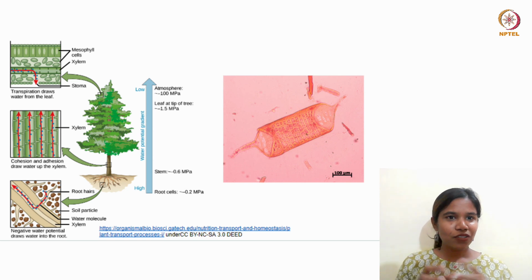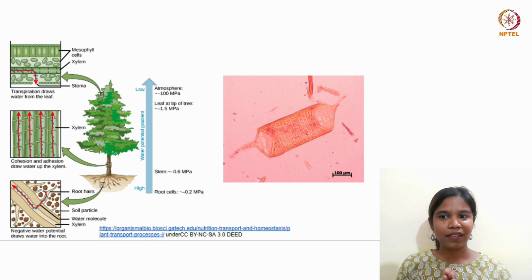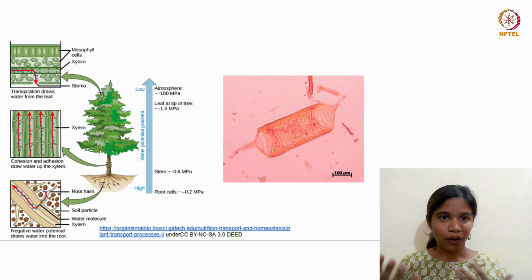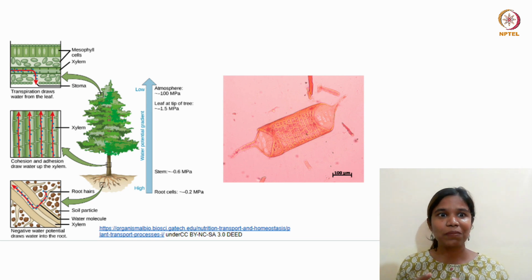So just think about it for a moment. Here on the right hand side, I have a picture of one single cell, one single vessel element. How small is this? And these vessel elements join together and help in conduction of water in the small trees and even in the larger trees that we see around us. So this image I have taken under a microscope, and this is the cell which helps in conduction of water in plants, in huge plants that we see around us.